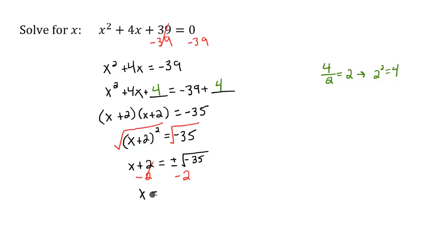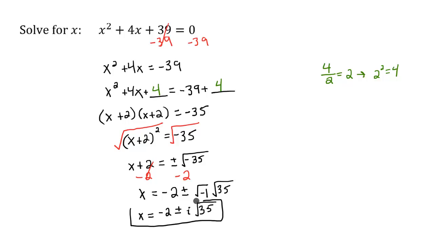We're going to be left with x, which equals negative 2 plus or minus. Now, we can never have a negative underneath the radical, so we have to do something with that. We're going to take out the square root of negative 1. We're left with a positive 35 underneath the radical. Simplify this just a little bit more. We'll have x equals negative 2 plus or minus this square root of negative 1 becomes i, and we have the square root of 35 after that, and that's going to be our final answer.